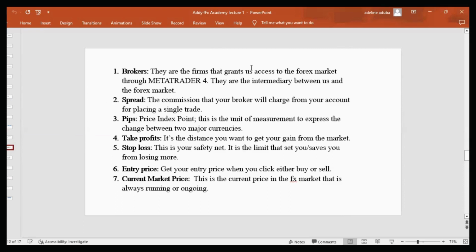First off, we're explaining what a broker is. Brokers are firms that grant us access to the Forex market through MetaTrader 4. So they are intermediary between us and the Forex market. Now, the commission that your broker will charge you from your account when you are placing a single trade. Now, the pips is the price index point. This is a unit of measurement to express the change between two major currencies. This has the pips movement.